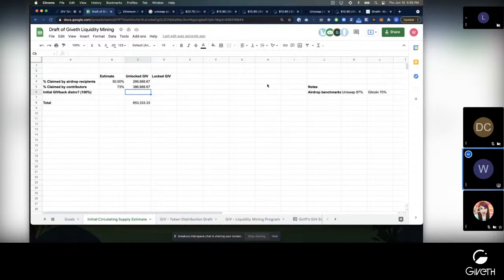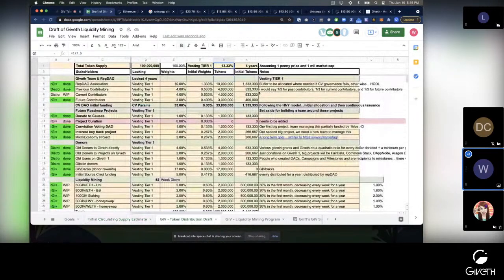From the CV DAO, from the RGIV DAO, from these things, how much of that circulating supply is released every week. So this is just the total amount that will be unlocked for one week, and then the next week another 13.33% will be unlocked. Based on whatever number we pick here, over this period, which is 4 years, it'll basically linearly unlock.